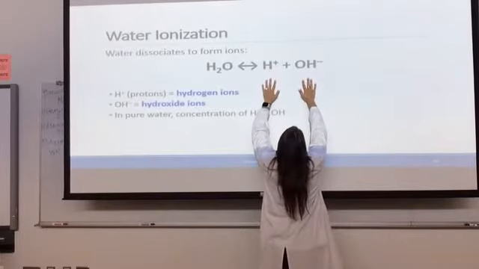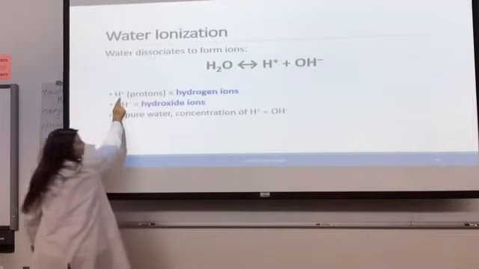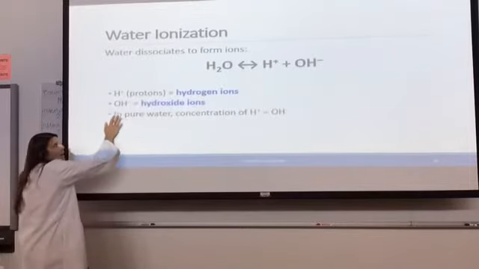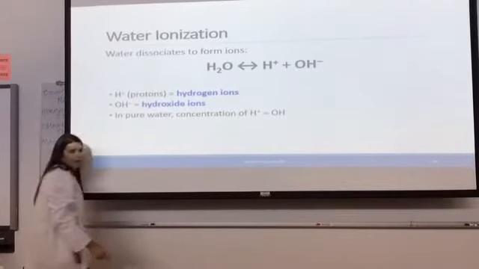Which one of these is an anion? And the H plus is called a hydrogen ion. It's a cation. And the OH negatives are referenced as hydroxide ions, and they're anions.